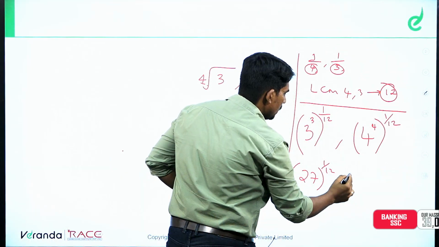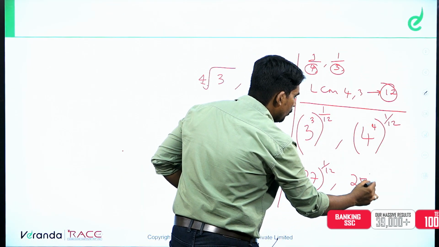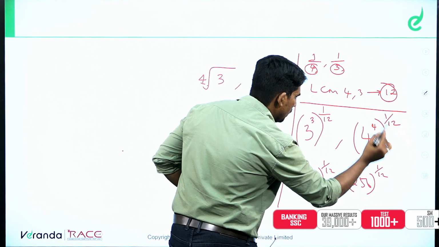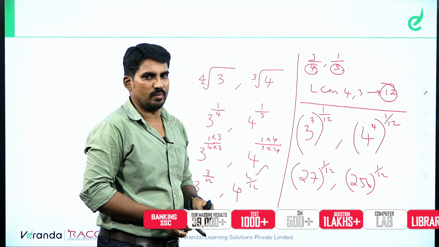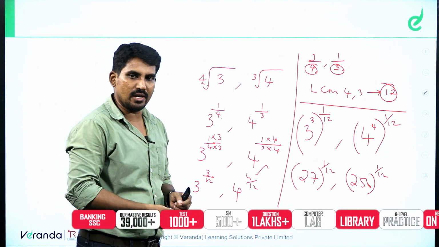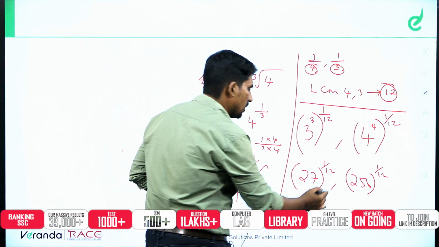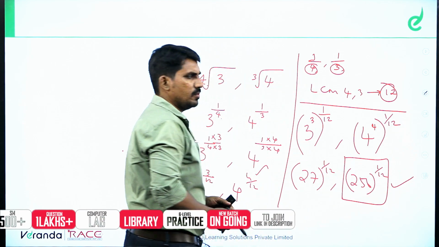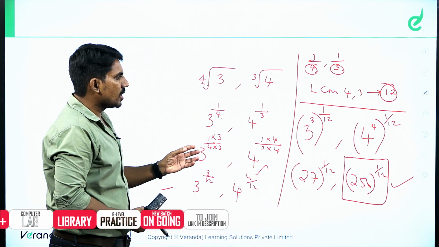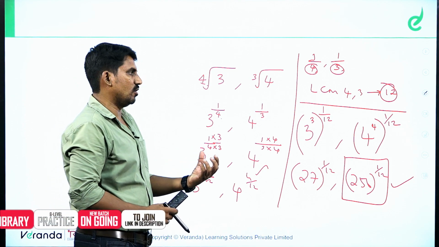256. Clear? Now, 256 power 1 by 12. Now listen: 27 to the power 1 by 12, 256 to the power 1 by 12. Which is greater? Higher number, same power, the higher number is greater. Therefore, this is greater. So this is the method, right? This is the method. But once we understand the method, we can do it fast.